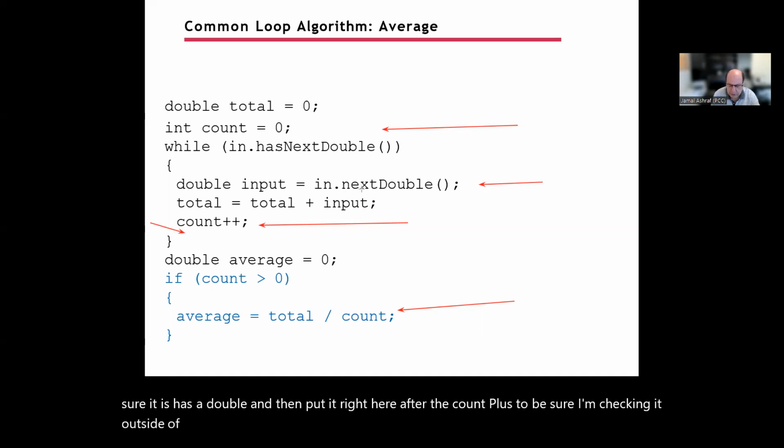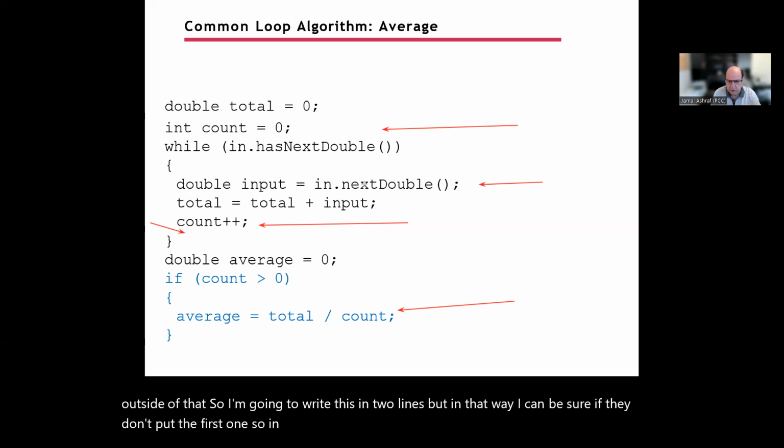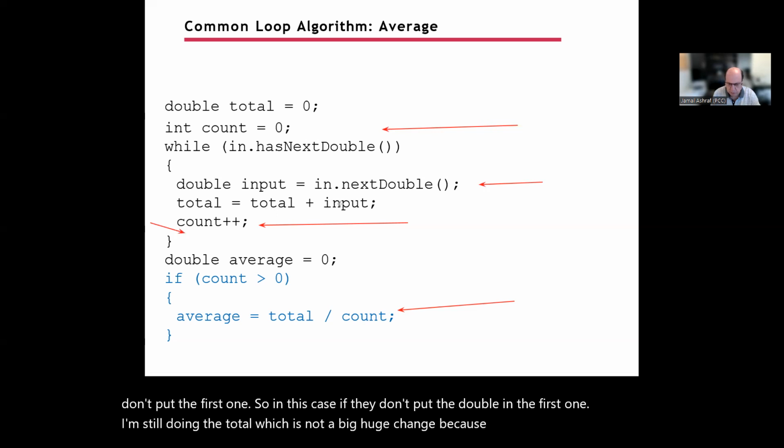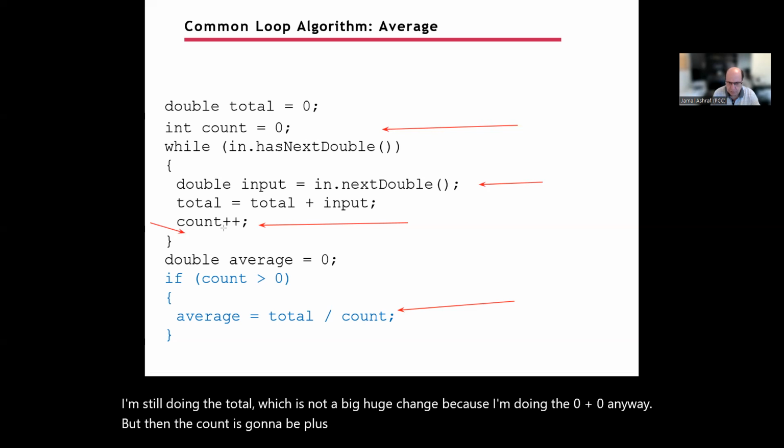So I'm going to write this in 2 lines, but that way I can be sure if they don't put the first one. So in this case, if they don't put a double in the first one, I'm still doing the total, which is not a big, huge thing because I'm doing the 0 plus 0 anyway. But then the count is going to be plus plus. So we got to be careful with that one.